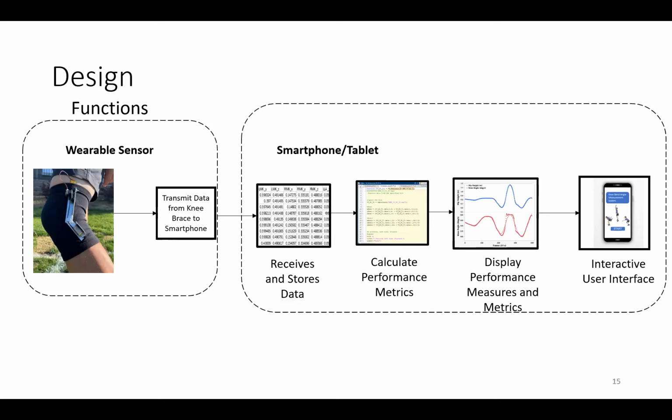This is the functional flow of our design. We're starting with a wearable knee sensor and a knee sleeve, and this will in turn transmit data from the knee brace to a smartphone. The phone has to be able to receive and store this data. It needs to be able to calculate performance metrics. It needs to be able to display these performance measurements and metrics. And lastly, we'll have an interactive user interface for the user.